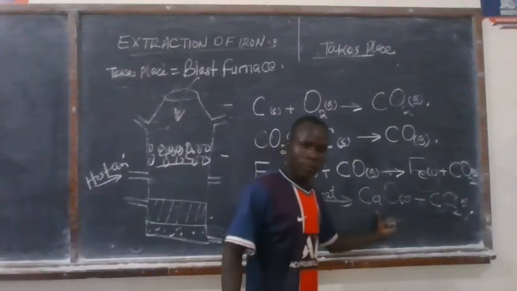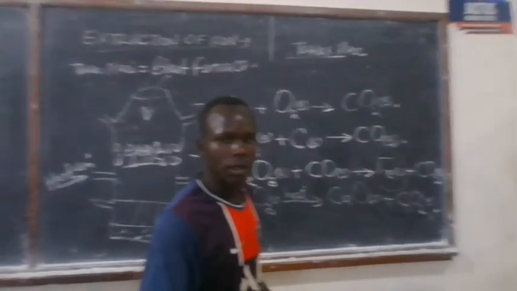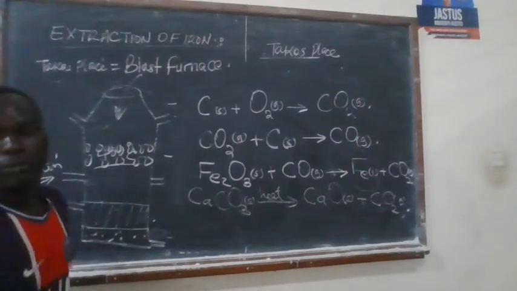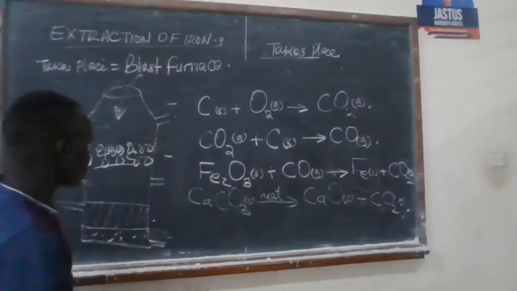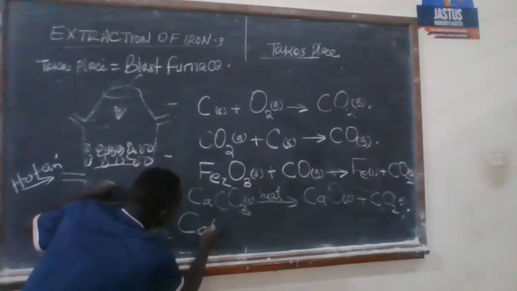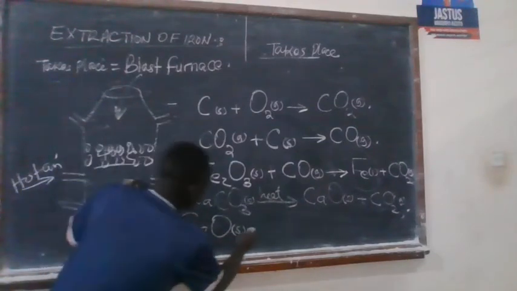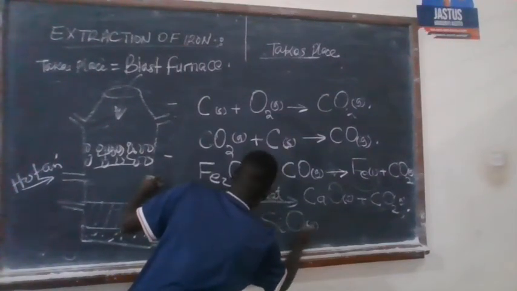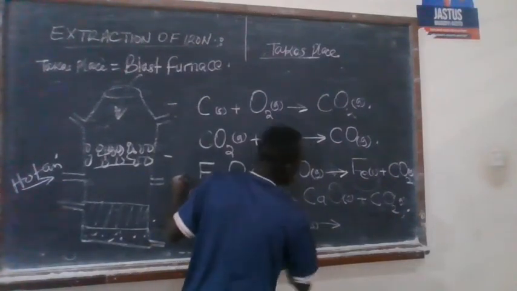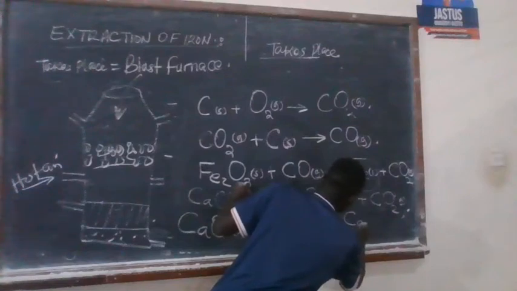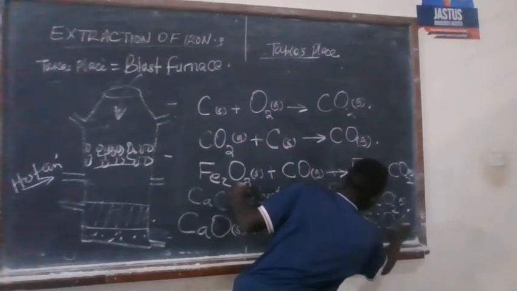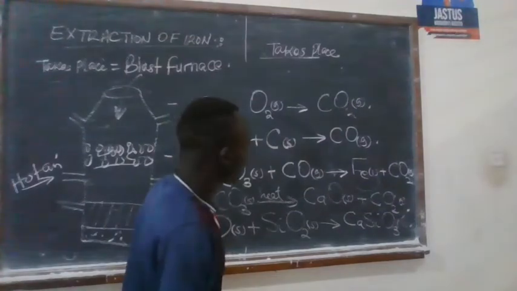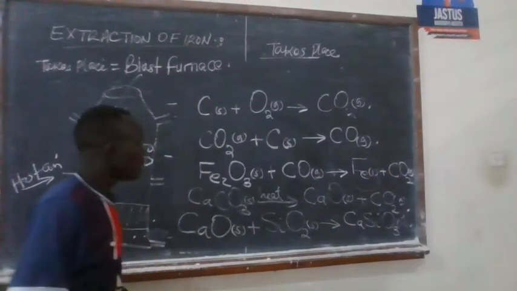So the importance of this quicklime, or calcium oxide, is to remove for us the major impurity present, which is silicon dioxide. Calcium oxide formed will react with silicon dioxide, solid, to form calcium silicate. Calcium silicate is in liquid form due to the high temperature. Calcium silicate, this is what we call the molten slag.